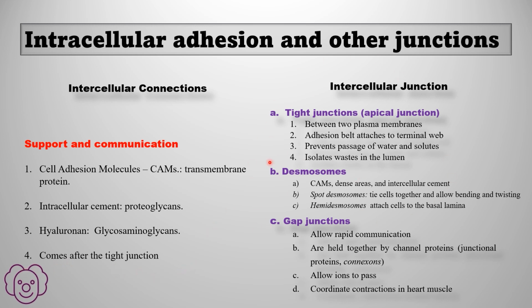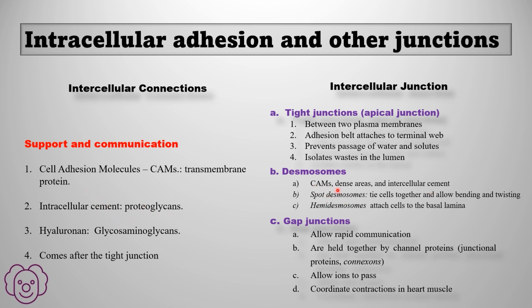Now we have three junctions here. The tight junction, which is the apical junction at the top, where we can find them in the apical surface. Between two plasma membranes, adhesion belt attached to the terminal web, prevents passage of water and solutes, and isolates waste in the lumen. Desmosomes come after this. CAMs, made of dense area and intercellular cement.